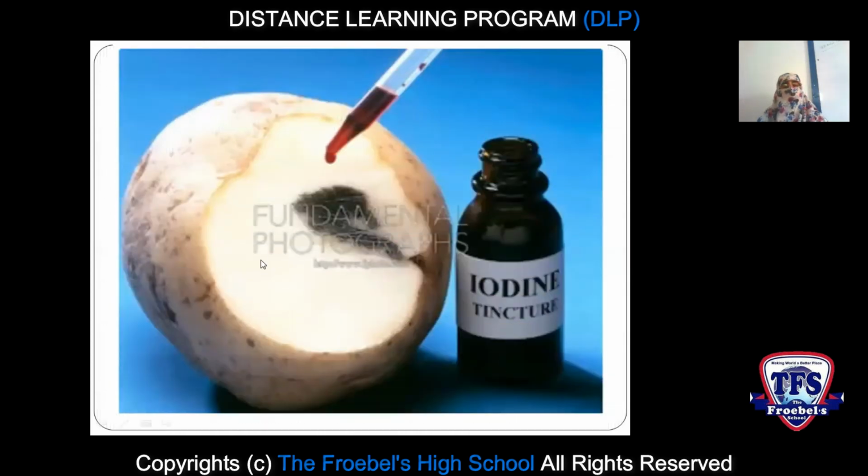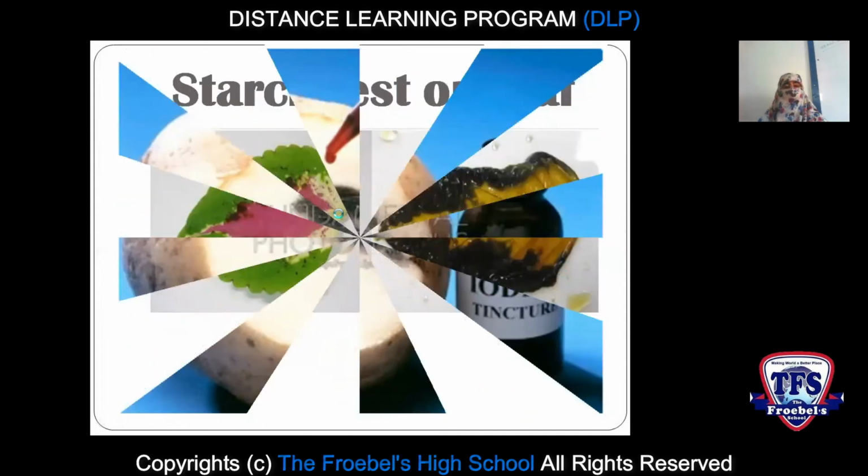Potato. You can see in this picture, this part of the potato is peeled off. Now put a few drops of iodine solution. After some time, it will also show blue-black color. That means starch is present.